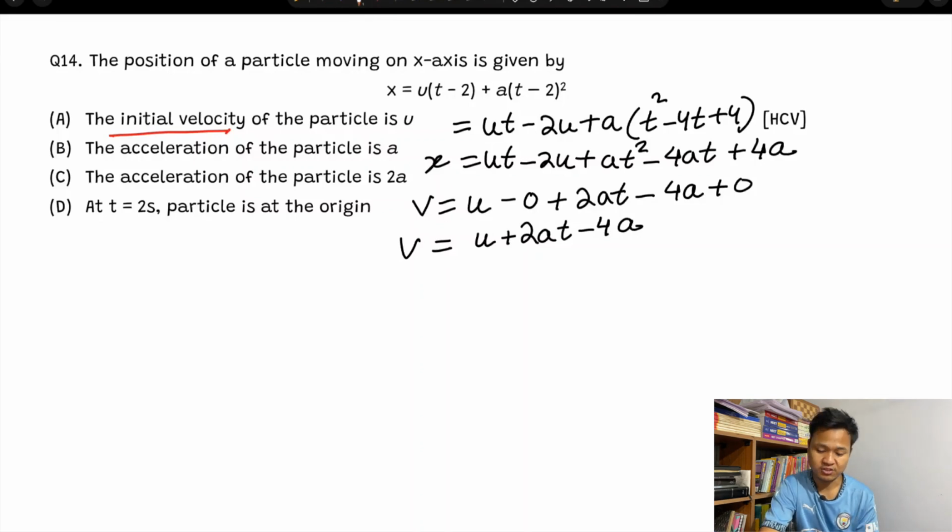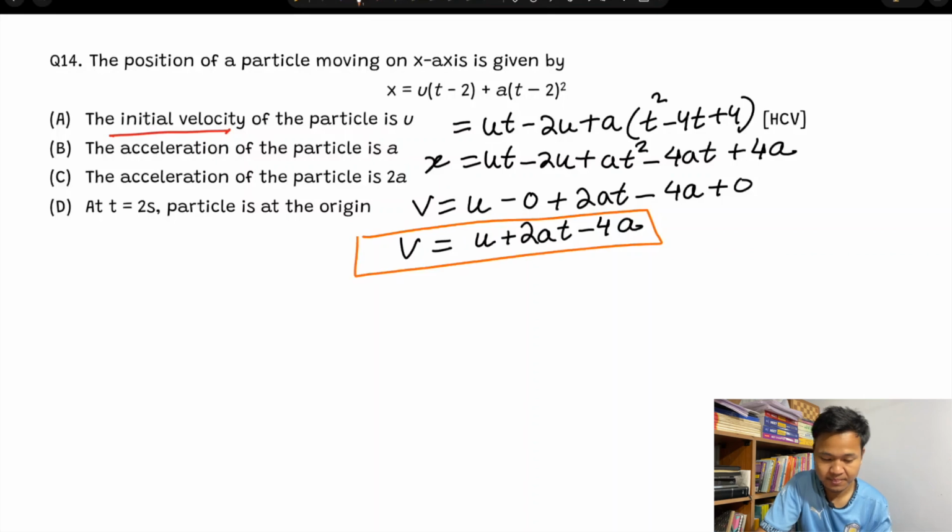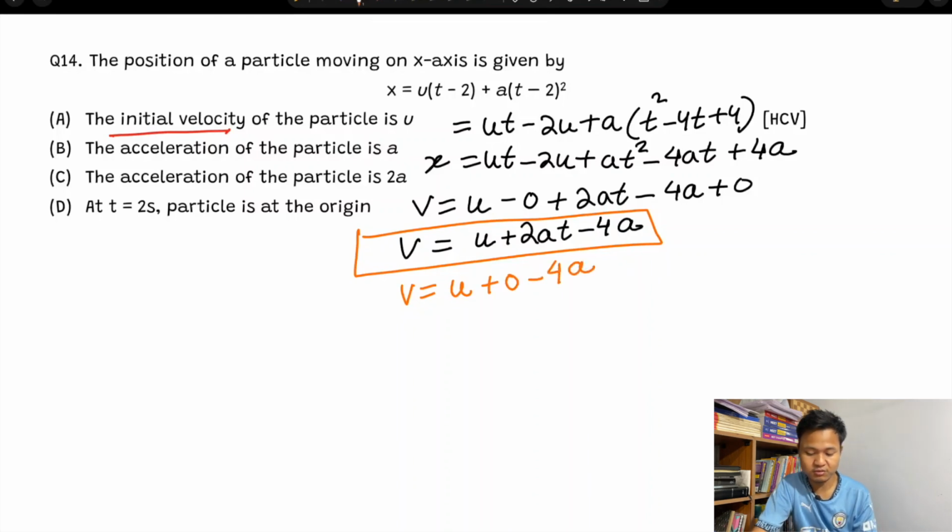Initial velocity is at t equals 0. You put t equals 0 here. So how much will you have? V equals u plus 0 minus 4a. Okay, so now this is not equal to u, right? So you still have 4a. So the first option is wrong.